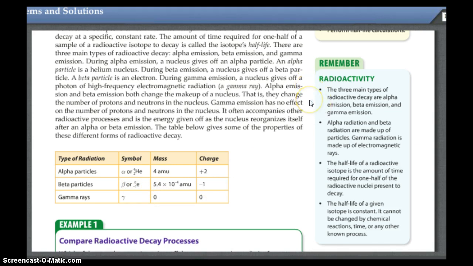Remember, radioactivity. The 3 main types of radioactive decay are alpha, beta, and gamma emissions. Alpha radiation and beta radiation are made up of particles. Gamma radiation is made up of electromagnetic rays. The half-life of a radioactive isotope is the amount of time for 1/2 of the radioactive nuclei present to decay. The half-life of a given isotope is constant. It cannot be changed by chemical reactions, time, or any other known process. So it's kind of cool. It's crazy that this happens, and yet it's very interesting that it happens at a constant rate.